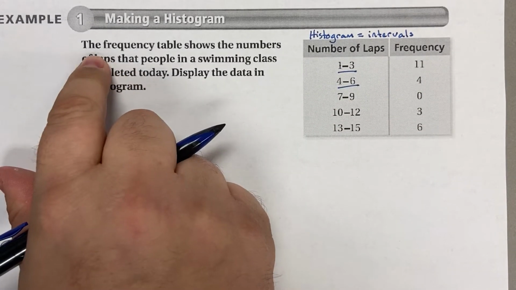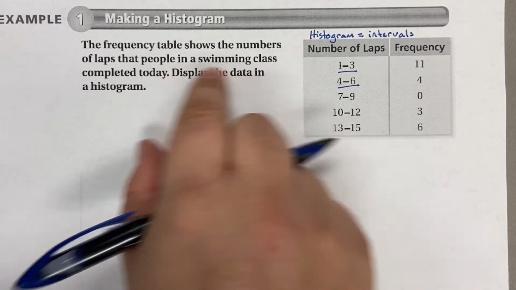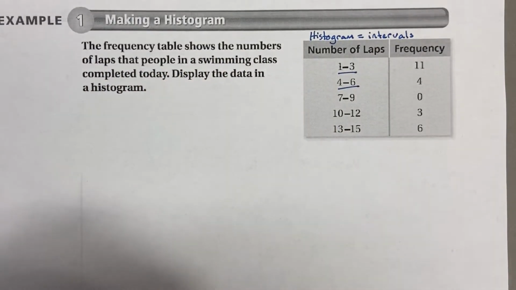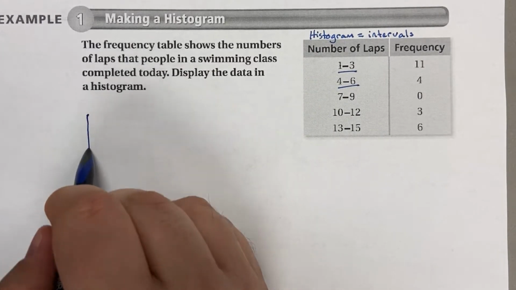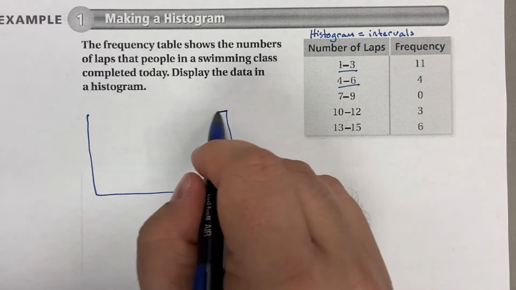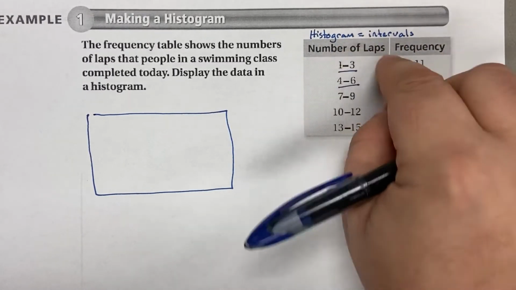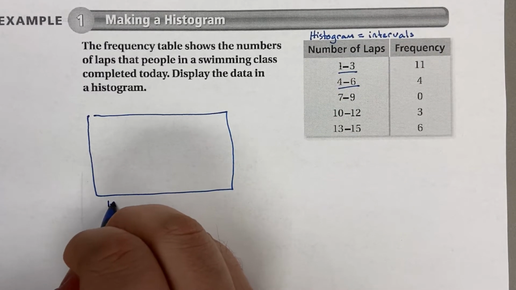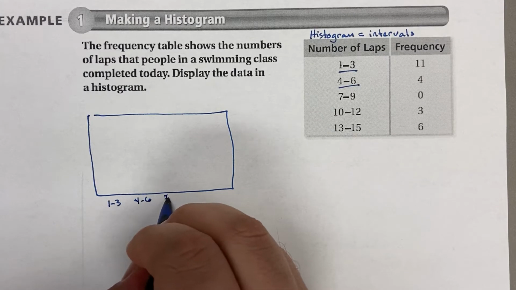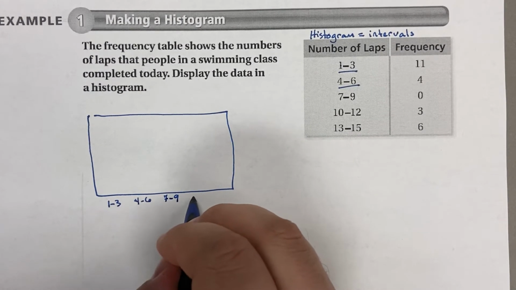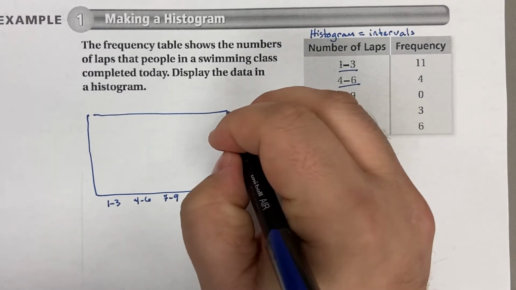In this case, the frequency table shows the number of laps the people in the swimming class completed today. To display the data in a histogram, I'm essentially going to draw the same thing I would draw if it was a bar graph. Down below, I'm going to take what's in this column, the number of laps, and put them down here. 1 to 3, 4 to 6, 7 to 9, 10 to 12, and 13 to 15. I ran out of room, so that's okay.